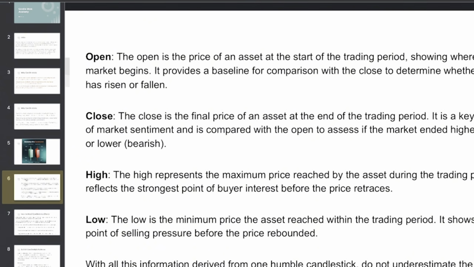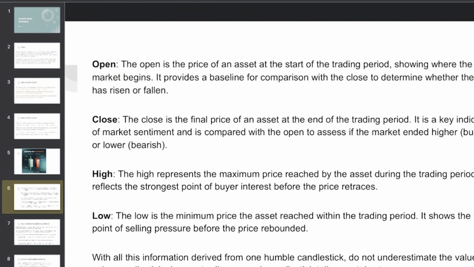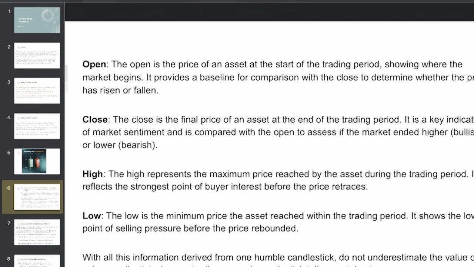So now, what is the open price? The open price is the price of an asset at the start of a trading period. You get, right? Look at this, the time now is 1:01. So the open price is the price of an asset at the start of a trading period, showing where the market begins. It provides a baseline for comparison with the close to determine whether the price has risen or fallen.